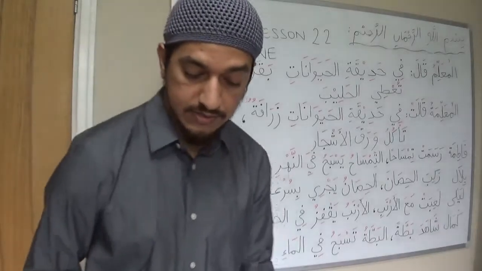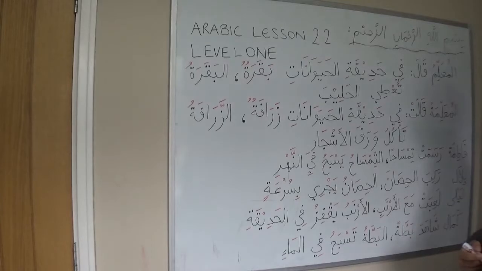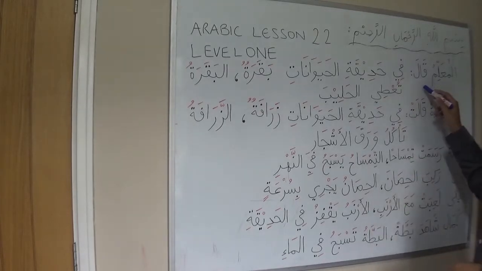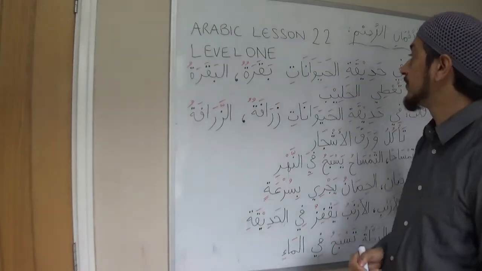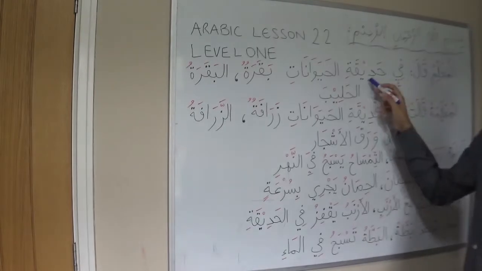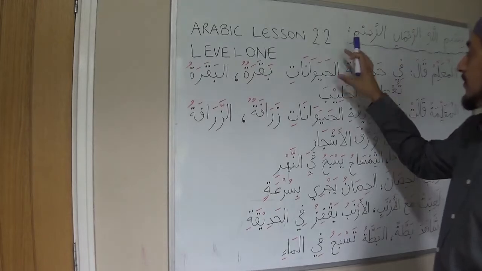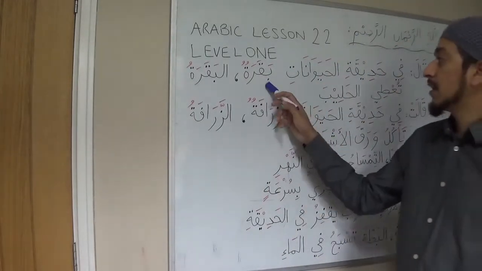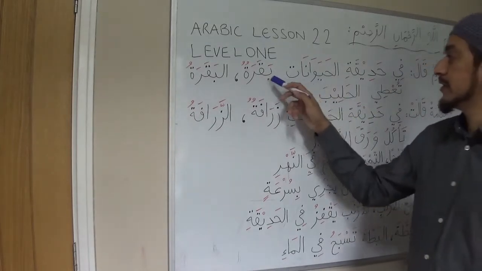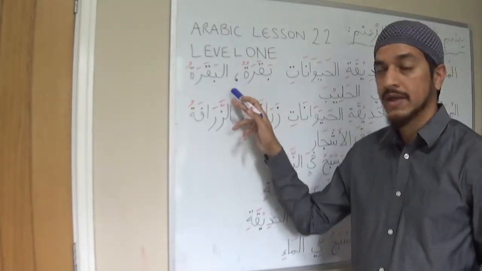And on to today's lesson, lesson 22. We have Al-Muallim qala, the teacher said, في حديقة الحيوانات, so this is at the zoo, in the zoo, the garden of the animals. So this is referring to zoo, this compounded word. بقرة, so in the zoo there is a cow. There's no alif lam, so this is a cow.